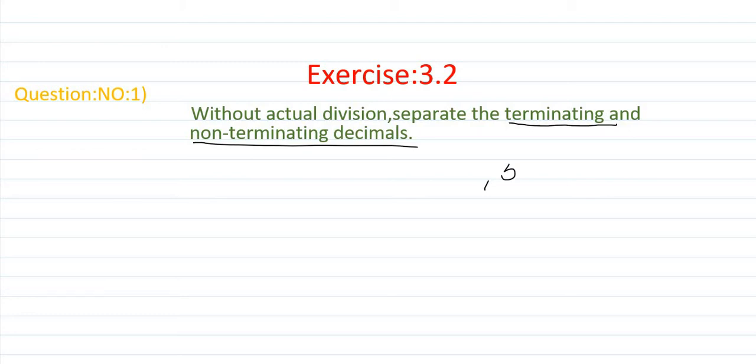For example, 5.321. There are a limited number of digits after the decimal, that is 321. That is called a terminating decimal. This is an example of a terminating decimal. So here I write terminating decimal.